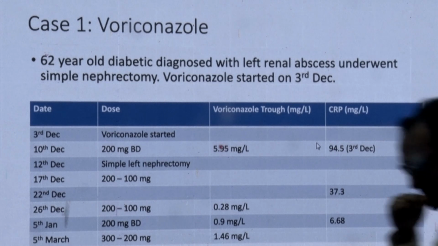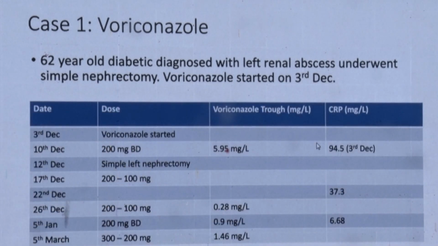But that is on the higher side. 5.95 is crossing 5.5. So therefore, the doctors have reduced the doses a little bit to 200 and 100. But over this period of time, the patient had improvement in the CRP. The inflammatory condition or the inflammatory process in the body generally improved. So inflammation subsided. So with this 200 and 100, the levels dropped to like 0.28, very, very low.